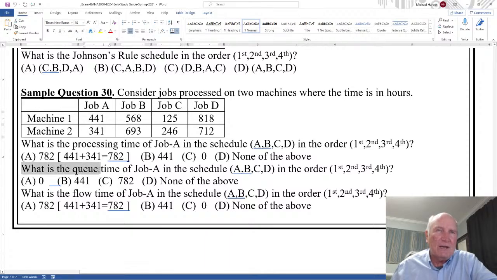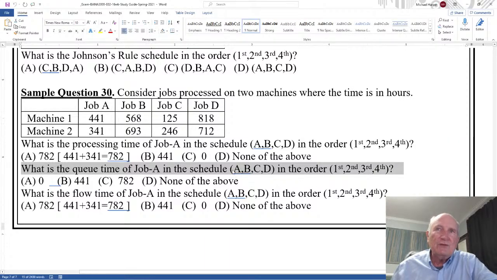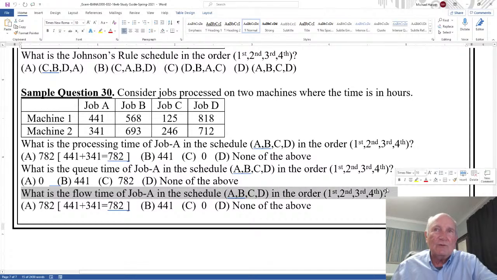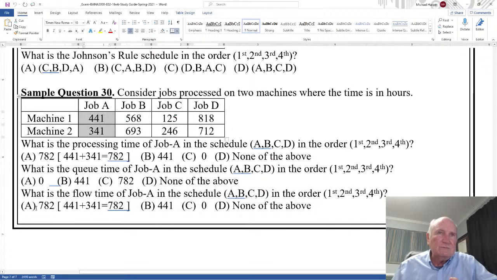What's the queue time of job A in the schedule ABCD? Well, the queue time of the first job in any schedule is always 0. Know that property. What is the flow time of job A in the schedule ABCD? Well, the flow time equals the queue time plus the processing time, but the queue time is 0. So the flow time is just the processing time. Just add those 2 numbers together, 782.